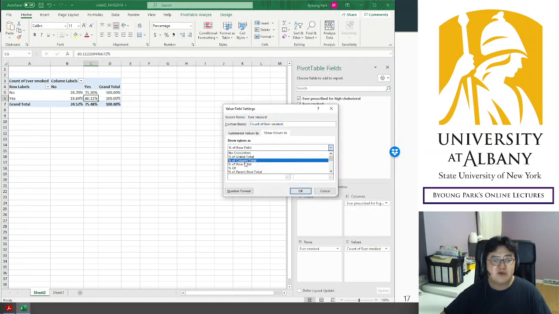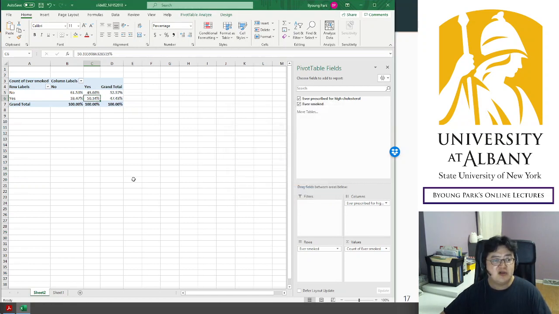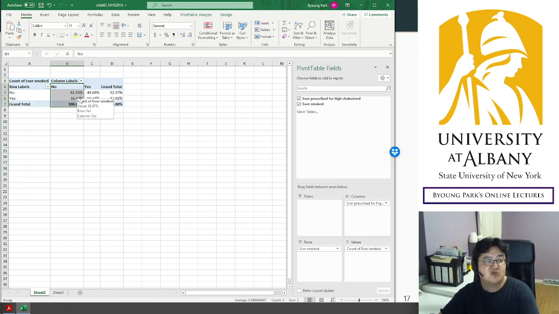If you change it from row total to column total, it will change the condition. Now this makes one probability distribution, and this makes another. Among those who have not been prescribed for high cholesterol, 61% did not smoke, and 38% have smoked before. So the condition and the main event are switched by changing the column and row.